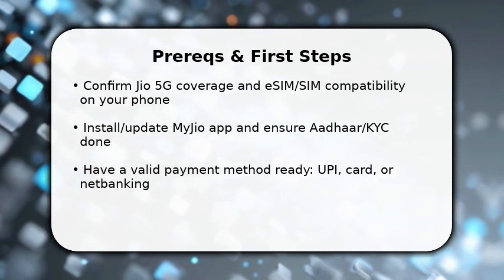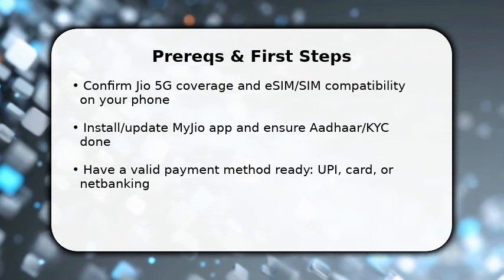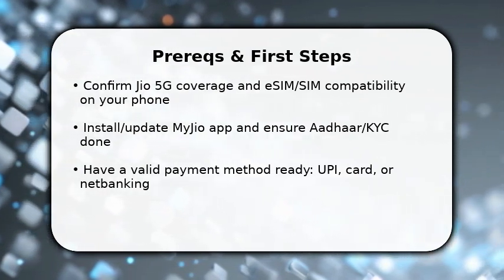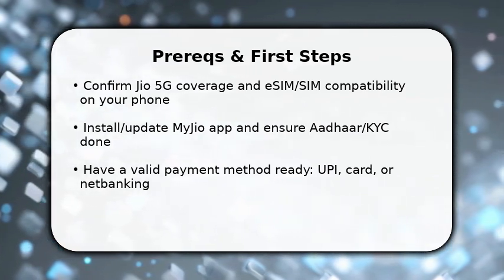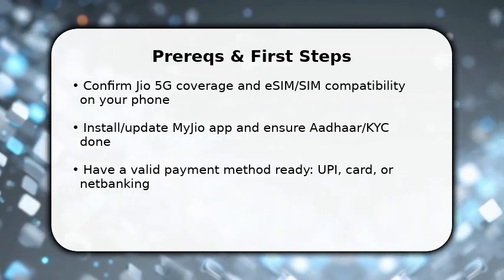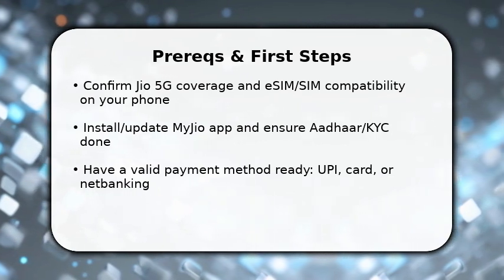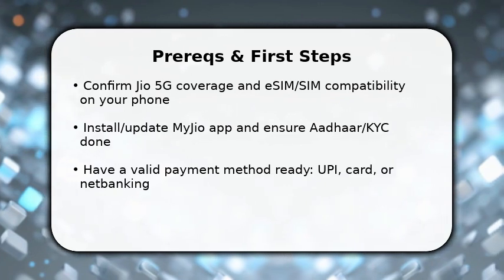Open My Geo and sign in with your Geo number because account access is required to buy plans. Once signed in, navigate to plans, 5G or unlimited offers, and compare allowances and fair usage policies. Make sure your KYC is complete and your payment method is ready so you can complete recharge without delays. This gets you to the buying step quickly and legally.